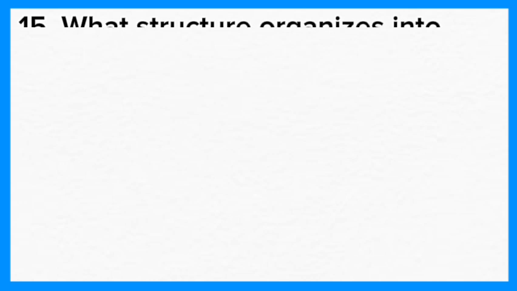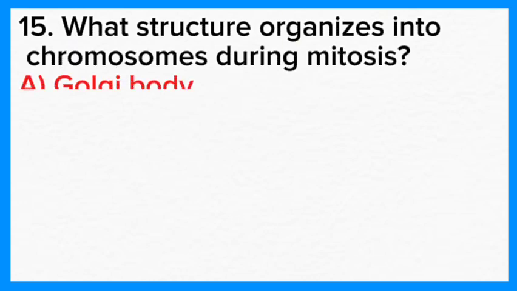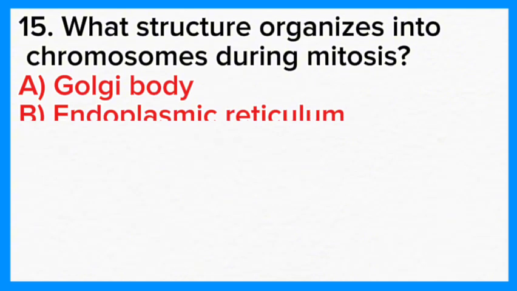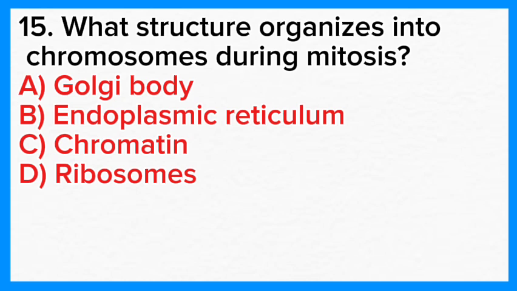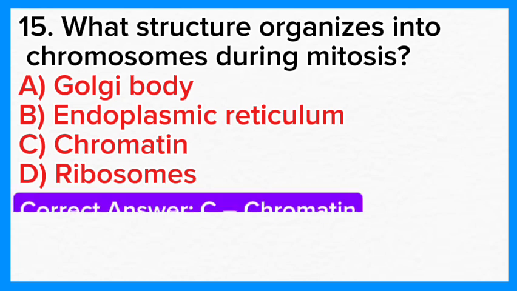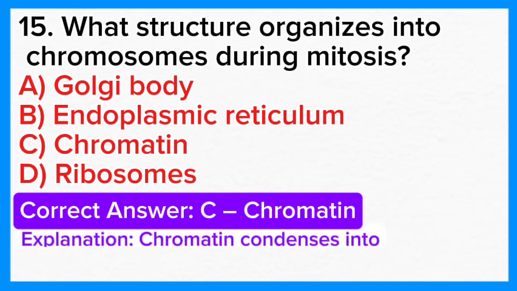15. What structure organizes into chromosomes during mitosis? A. Golgi body, B. Endoplasmic reticulum, C. Chromatin, D. Ribosomes. Correct answer, C. Chromatin. Explanation: chromatin condenses into chromosomes in mitosis.